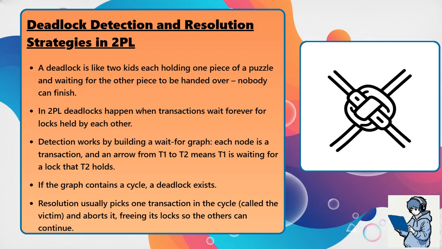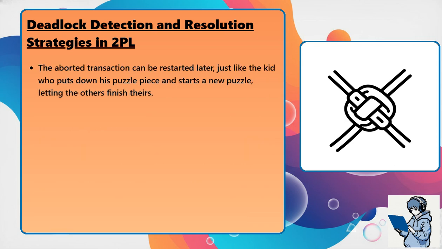Resolution usually picks one transaction in the cycle, called the victim, and aborts it, freeing its locks so the others can continue. The aborted transaction can be restarted later, just like the kid who puts down his puzzle piece and starts a new puzzle, letting the others finish theirs.